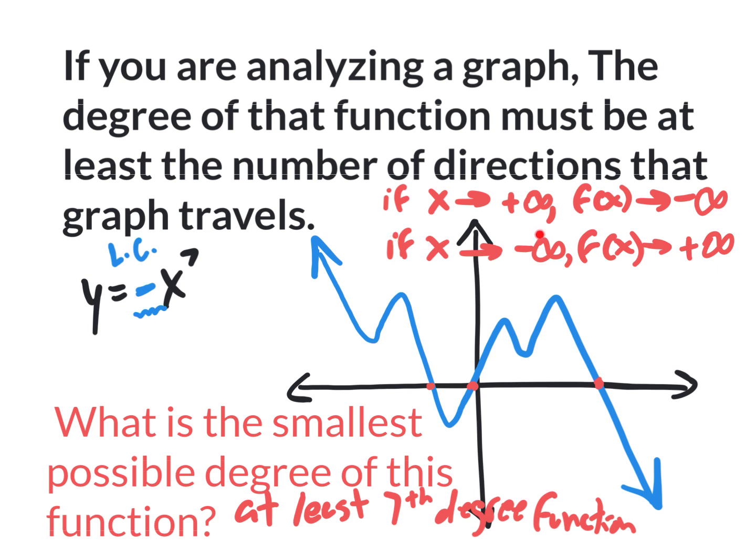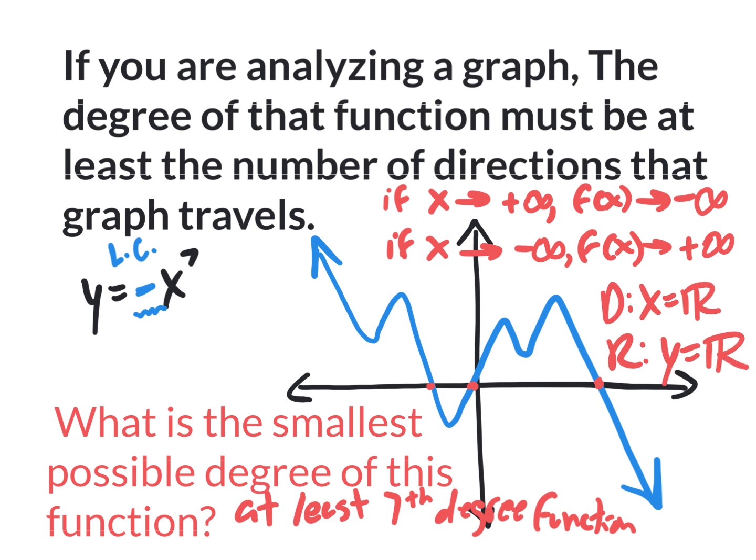This means as you look to the left, as your x's go to negative infinity, you're going to the left. Where are your y values going? They're going up to positive infinity. Okay. What is the domain of this guy? X equals all real numbers. What's the range of this guy? Y equals all real numbers.